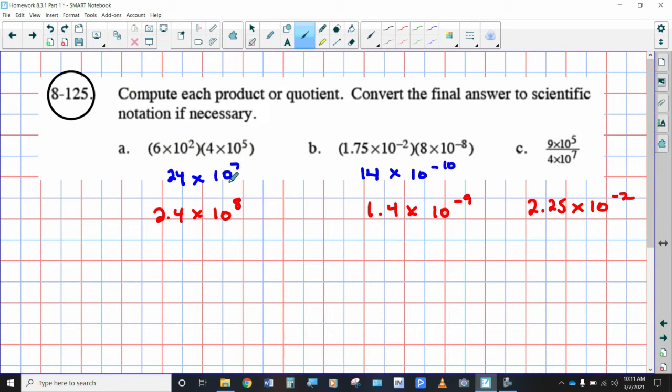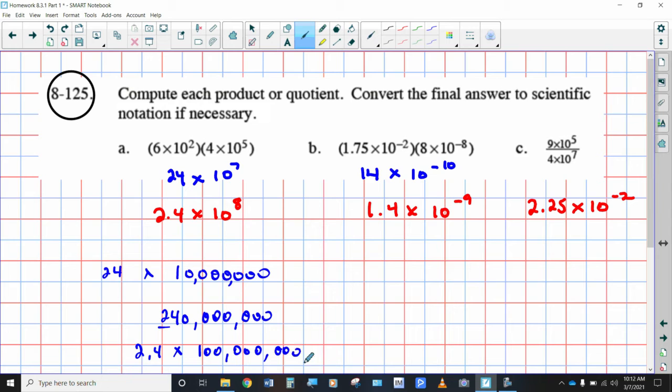Another way to do it would be this. 10 to the 7th power, 1, 2, 3, 4, 5, 6, 7, is 10 million. So if I multiply 24 times 10 million, I get 240 million. And then you identify the leading digit is the 2. What place is the 2 in? It's in the 100 millions place. So 100 million has 1, 2, 3, 4, 5, 6, 7, 8 zeros. So that's another way that you could show, going into standard form and then back into scientific notation, how to change this so that it's appropriately written in scientific notation.